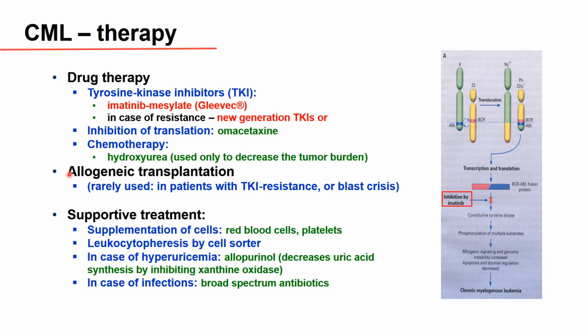Now, to cure this patient, allogeneic transplantation is for. Usually they use it in those patients when they cannot be treated with the tyrosine kinase inhibitor, or they do have a blastic crisis. Now that could mean that this patient can be cured only this way. Now, the side effect of the tyrosine kinase inhibitor is relatively much less than the transplantation problem.